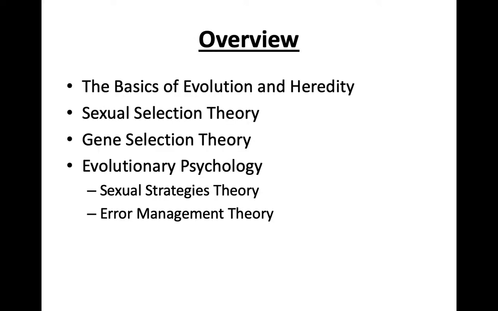So in this lecture, I'm going to go over the basics of evolution and heredity. I'll then review sexual selection theory, gene selection theory, and then we'll get into the specifics of what evolutionary psychology says. There are two major theories that we would call evolutionary psychology theories. The first is sexual strategies theory, and the second is error management theory.